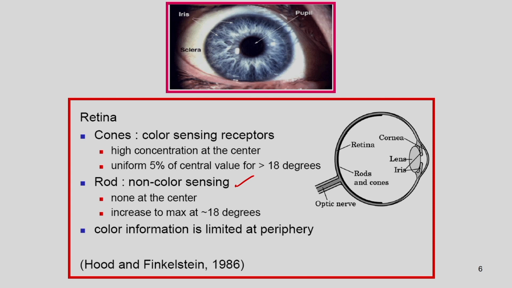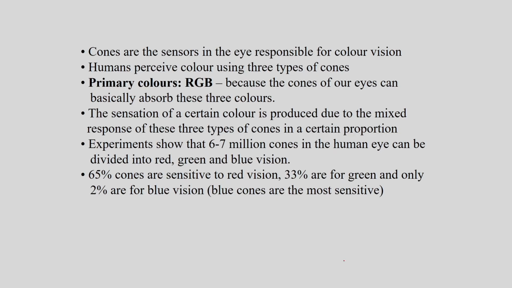And if you see the distribution of the cones and the rods, you can see here: for cones, there is a high concentration at the center. For rods, there are none at the center, and the density increases to a maximum at 18 degrees. You can see the distribution of the rods and the cones, and the color information is limited at the periphery. So this is roughly the structure of the human eye. You can see the lens, but here I am only discussing the concept of the rods and the cones, mainly the retina.